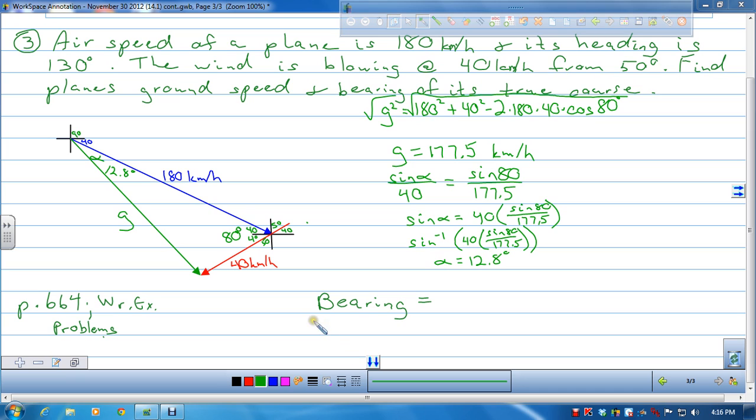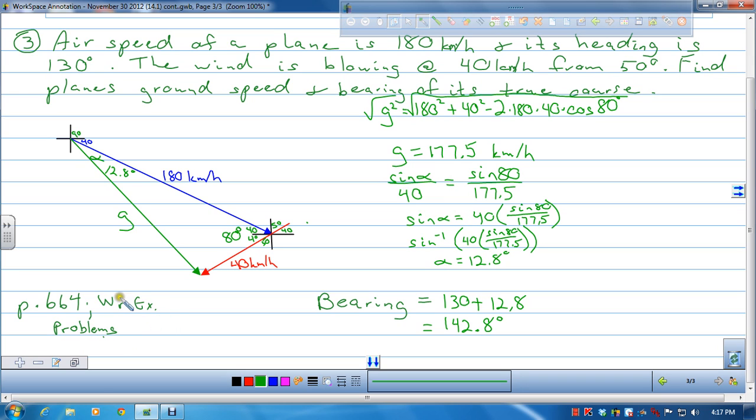Figuring out the bearing, then the bearing would be 90 plus 40, or 130. Remember, the bearing of that blue path was 130. So 130 plus the new alpha, because that would be my total bearing of that green line, right? Which is 12.8. So the bearing of my ground path would be 142.8 degrees. Okay, so there's my bearing. Here was my ground speed up here.